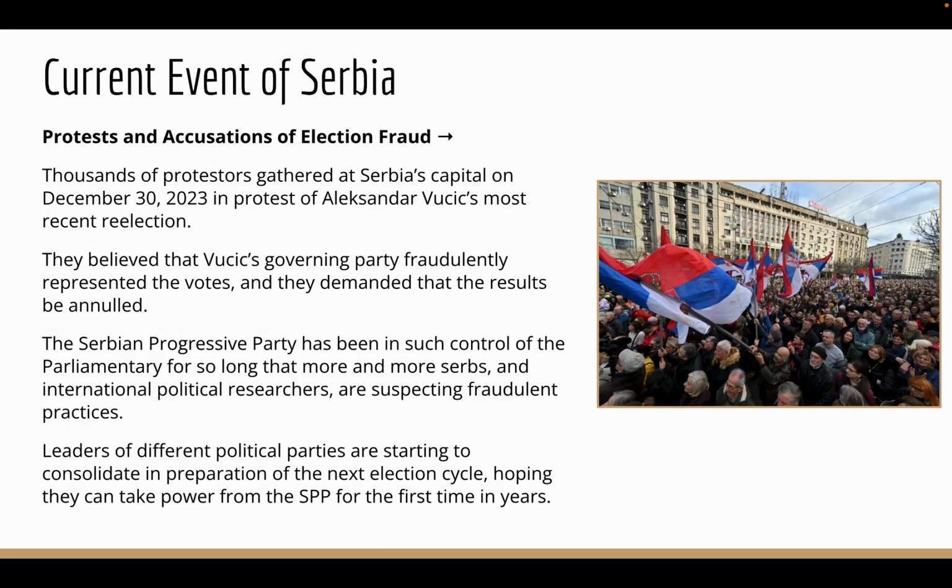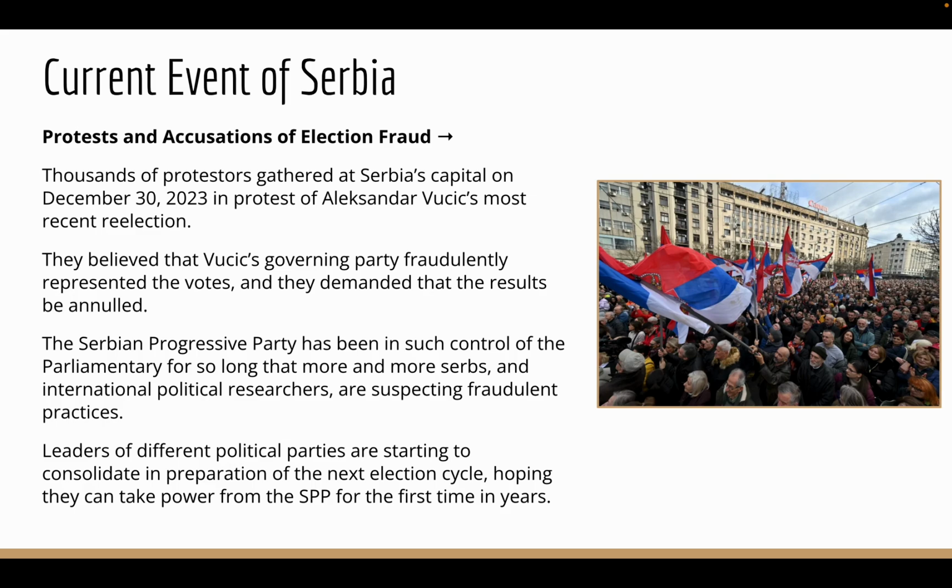A current event that's going on in Serbia are lots of political protests and accusations of election fraud. So in the capital of Belgrade, thousands of protesters gathered in late 2023 because Alexander Vučić got reelected again. Vučić is part of the Serbian Progressive Party, and all of these protesters believe that that party is fraudulently representing the votes, and so they're demanding that the results be annulled and looked at again and made public.